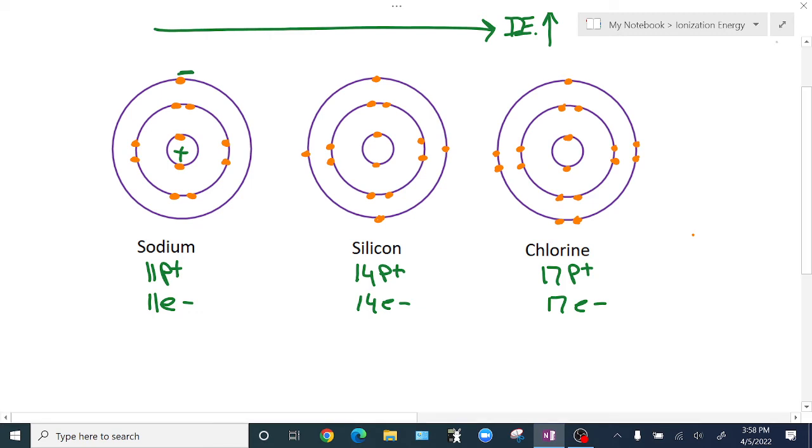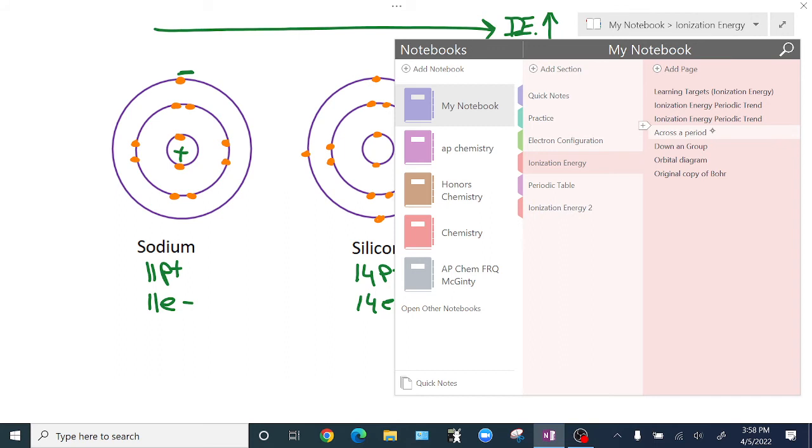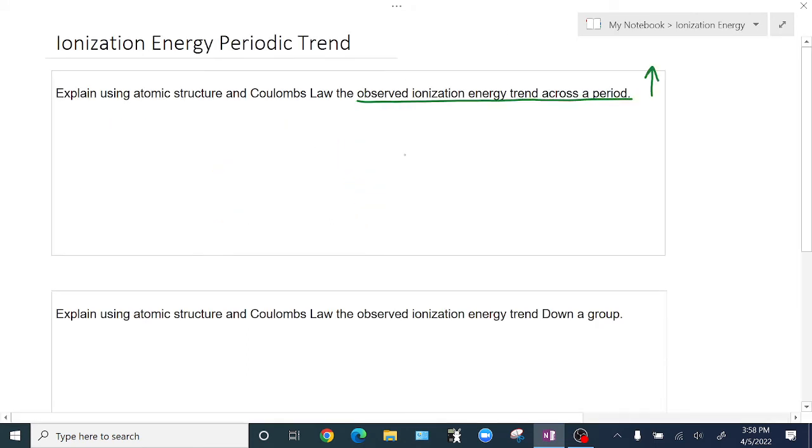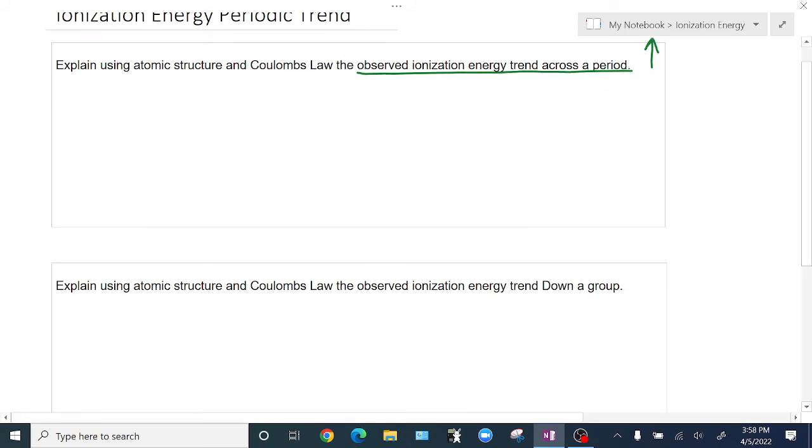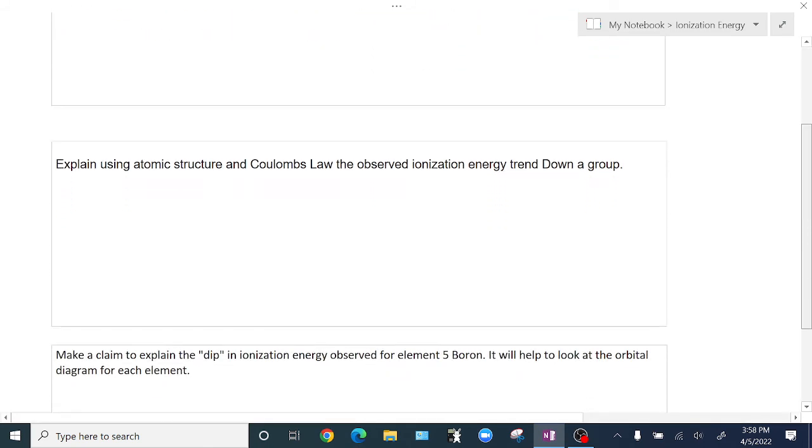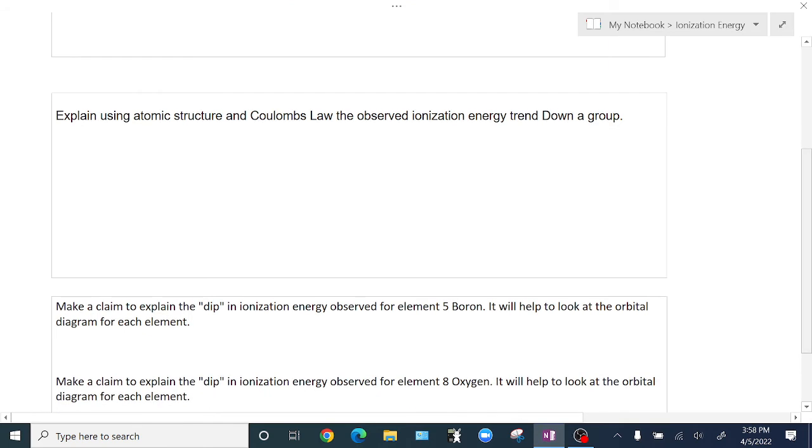All right, go ahead and answer that in your worksheet, and we'll go to the second question. Obviously you can pause the video and answer that there. When we get to the second question, it says: explain using the atomic structure and Coulomb's law the observed ionization energy trend down a group.